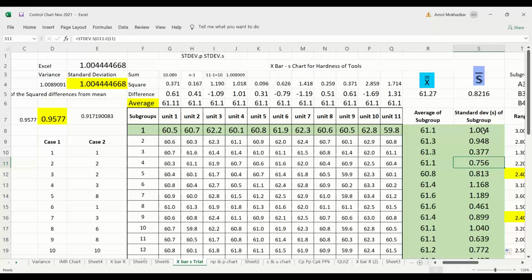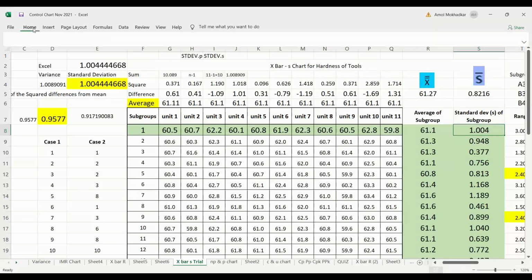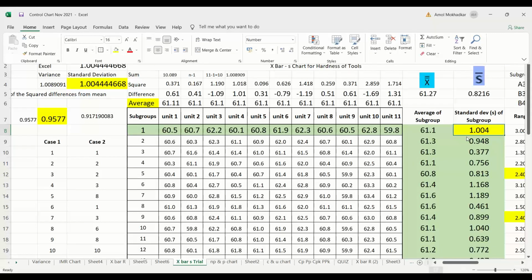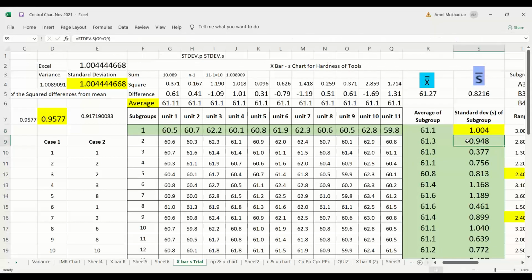Now, if you don't have Excel, you can do it manually also. Like this 1.004, how has it come? You just consider this data. First, what do we need? The average. The average is 61.11, so we have written the average of this data here.